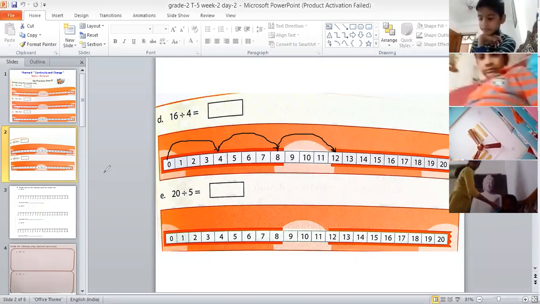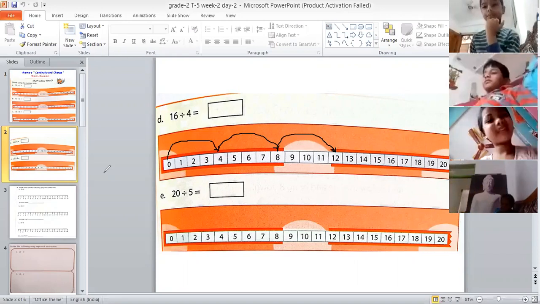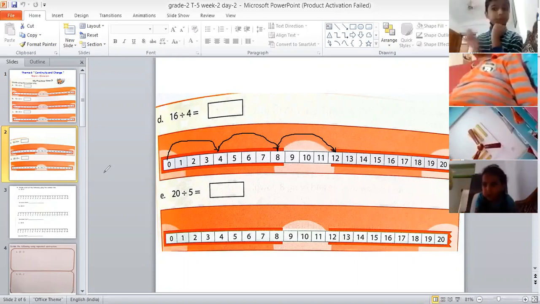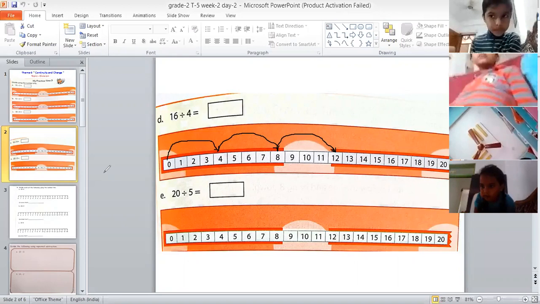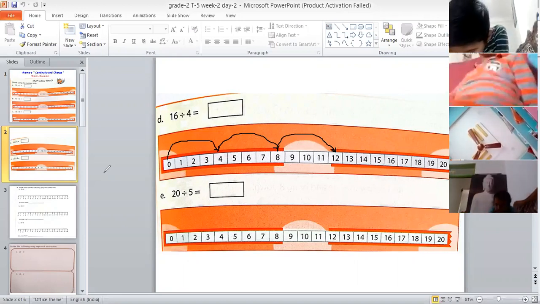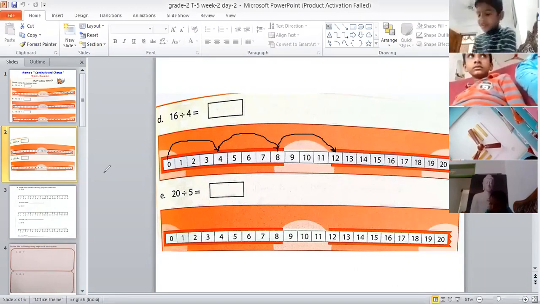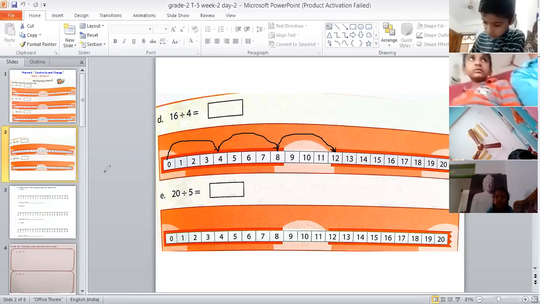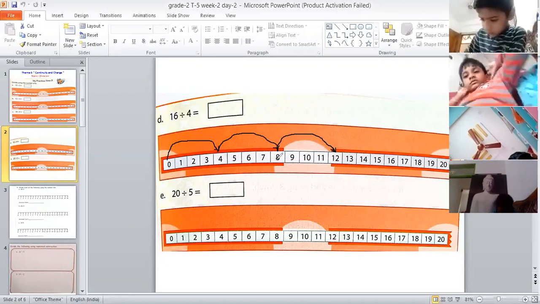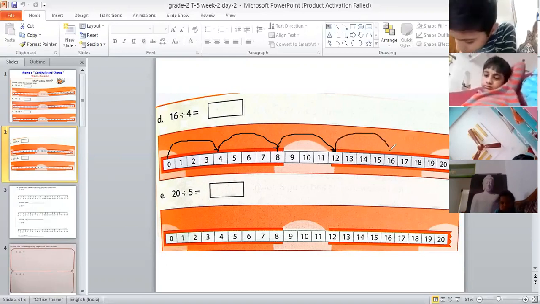Bilvika, after 12, count forward 4 steps and tell me what will be the next number. 13, 14, 15, 16, ma'am. Yes, so the next number will be 16 after 12.